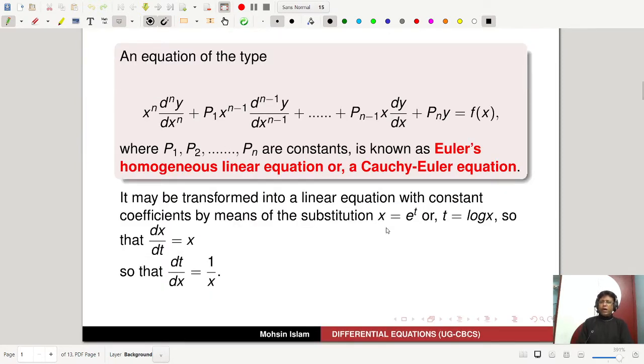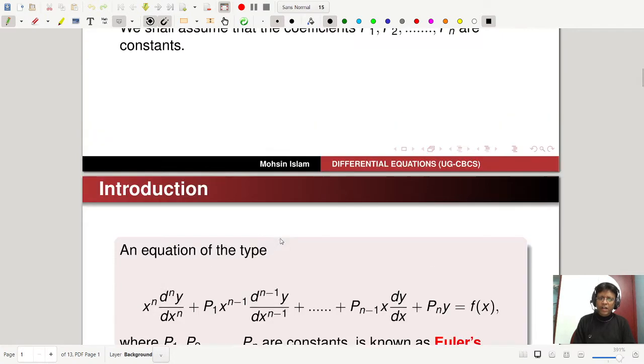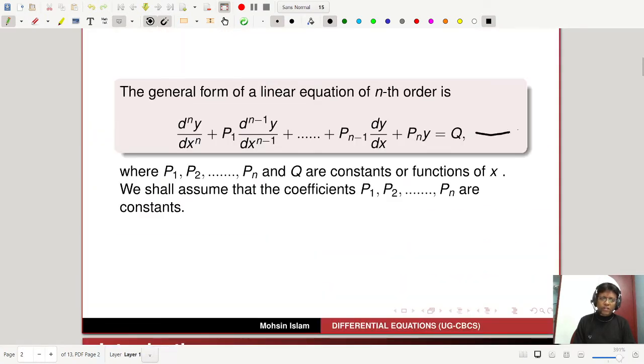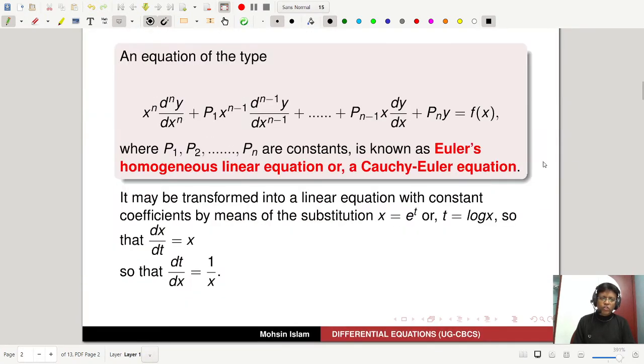So my topic in this chapter is how to solve this type of differential equation. I will teach you that part. After this lecture, you will learn how to deal with this type of differential equation. It may be transformed into a linear equation with constant coefficients, so my first target is to transform this type of equation. Let me number this one as equation 1 and this one as equation 2.